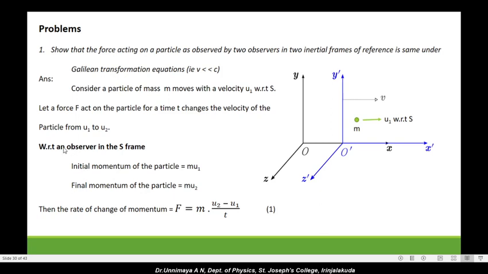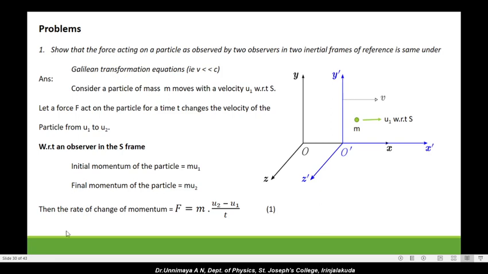For an observer with respect to an observer in the S frame, the initial momentum of the particle is equal to mass into its velocity, m into u1. Similarly, the final momentum of the particle is equal to m into u2. Then what is the rate of change of momentum? Rate of change of momentum is force. F is equal to dp by dt.